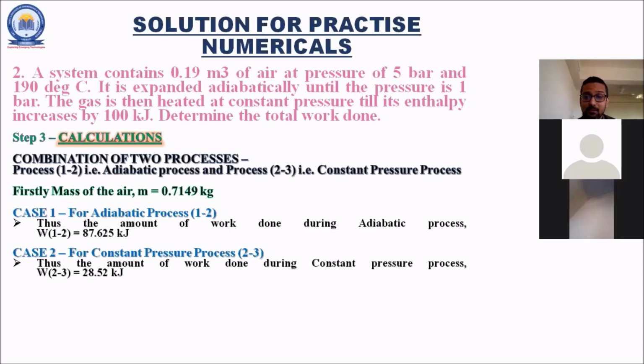Then applying the combined gas law, that is P2 V2 by T2 is equal to P3 V3 by T3, I have calculated the value of V3. Finally, I have used the equation for the work done for the constant pressure process, that is W23 equal to P2 delta V, that is the difference of volume.